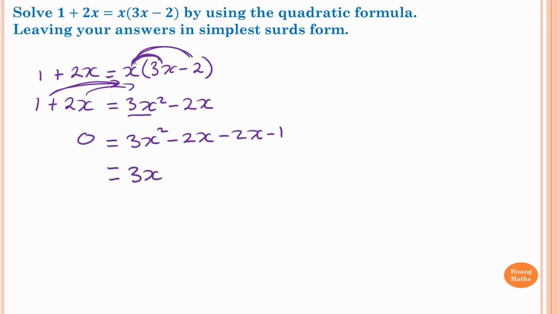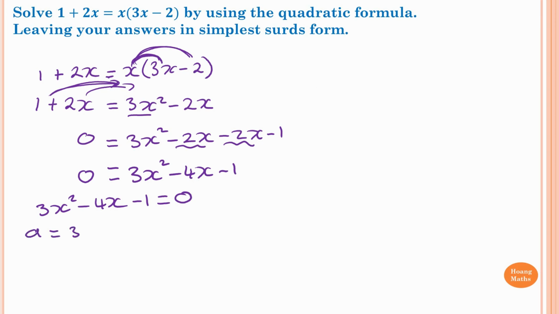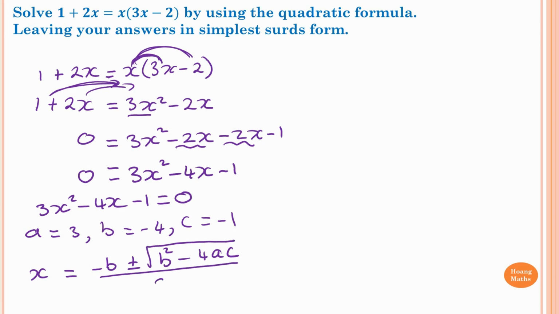So that gives me 3x squared minus 4x, because negative 2x and minus another 2x is negative 4x, and negative 1, this 0. So this is exactly the same as 3x squared minus 4x minus 1 is equal to 0. This will give me a is equal to 3, b is equal to negative 4, c is equal to negative 1. And the quadratic formula is x is equal to negative b plus or minus the square root of b squared minus 4ac, over 2a.